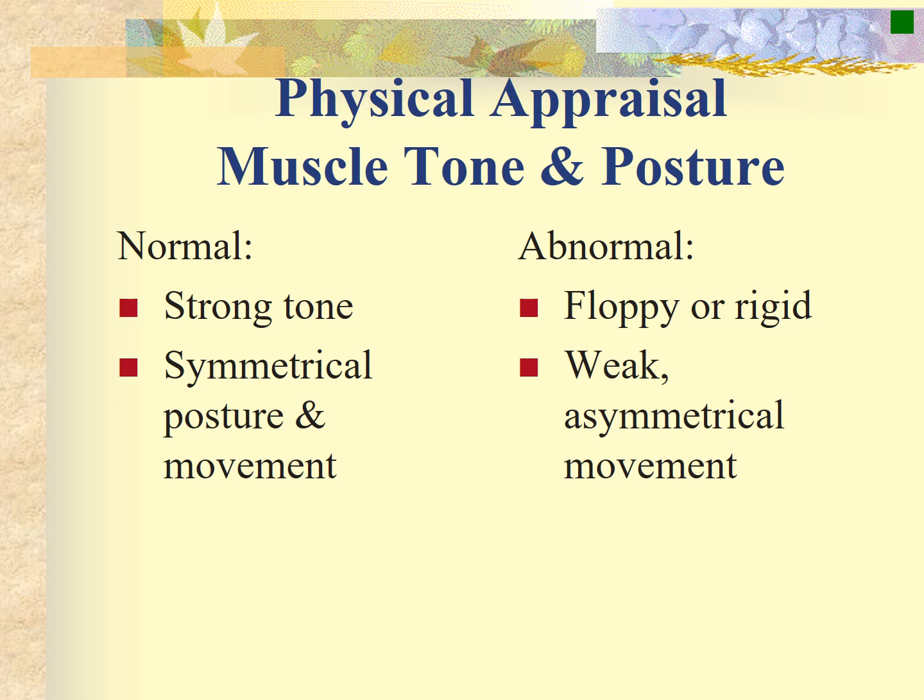But their movement should be symmetrical. If the right arm can go out all the way, the left arm should be able to. It just probably won't at the same time. Abnormal is if they're very floppy or rigid and they're weak. They can't move one side or the other as well as the other. Something's got to be checked out there.